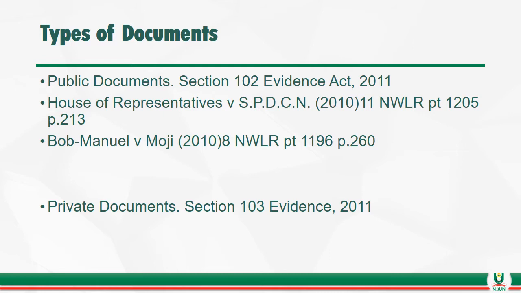Now, what of private documents? What does the law say about private documents? Section 103 of the Evidence Act defines private documents. It says all documents other than public documents are private documents. So these are public documents. So these are private documents. Any document which is not a public document belongs to the category of private documents.